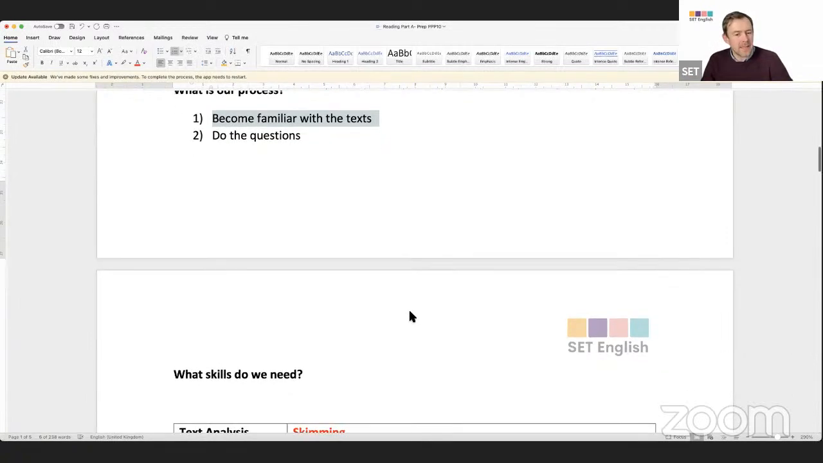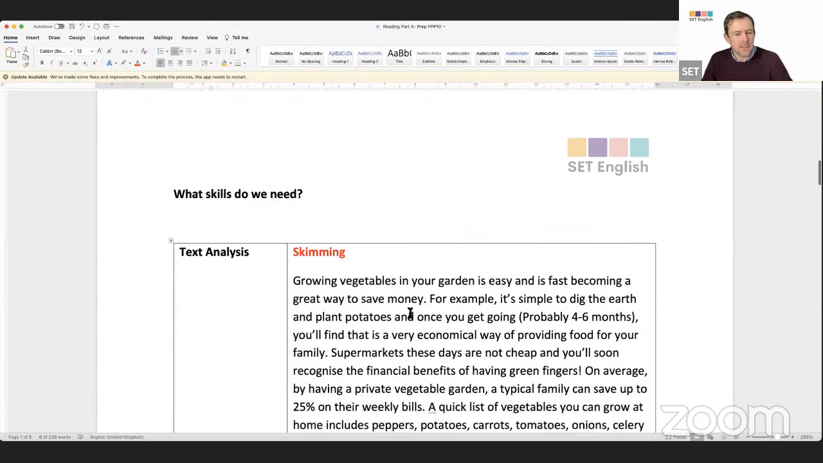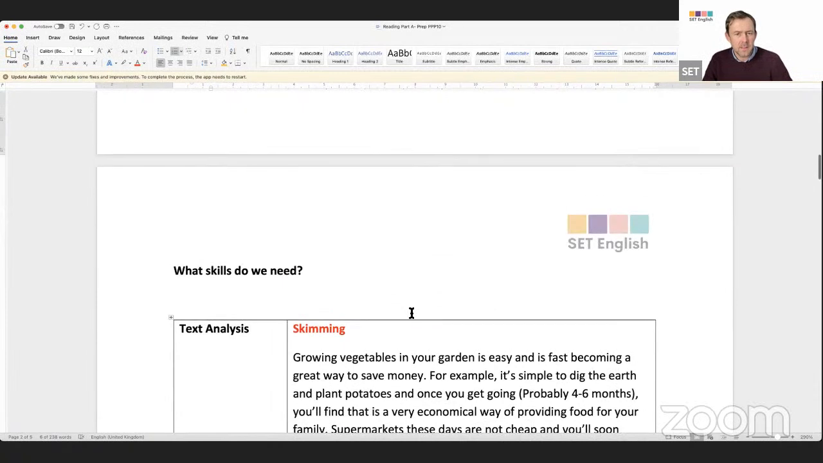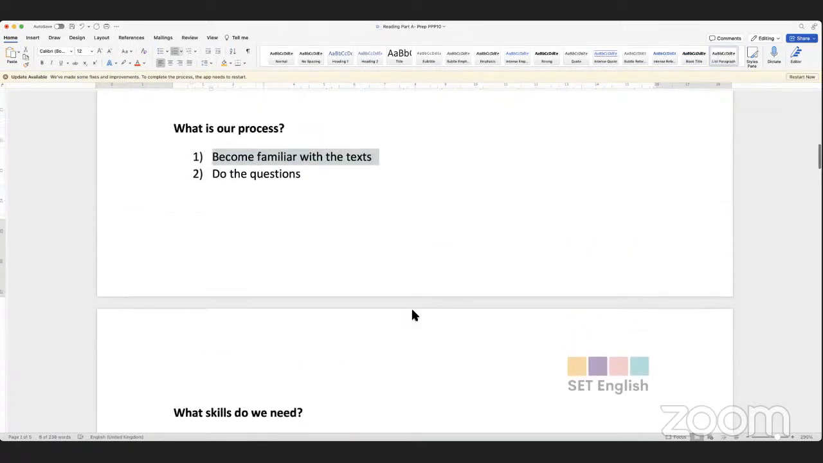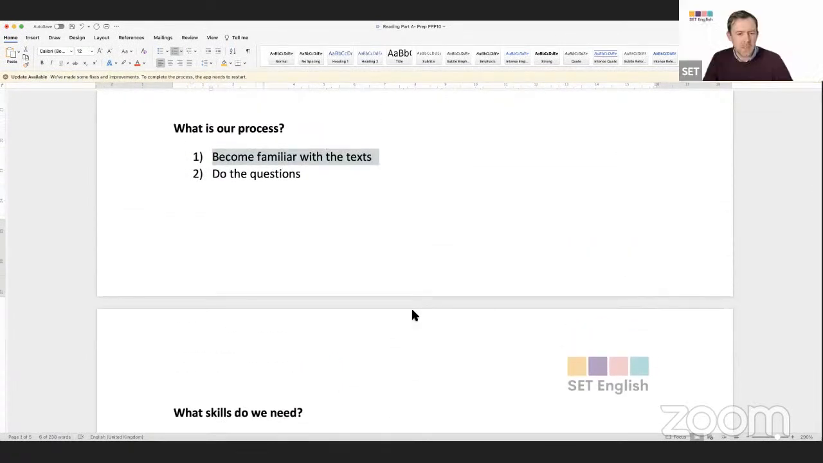I have got a little exercise for us to do, a skimming exercise. Can you see that paragraph there? Okay. I want you to read that paragraph. And I want us to do it quite quickly as well.